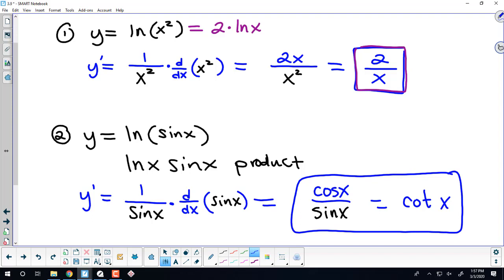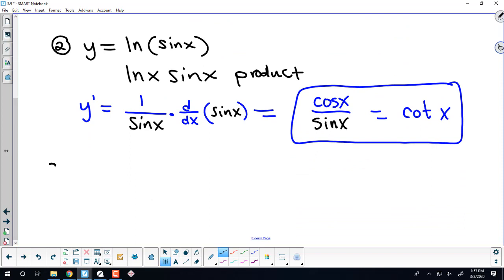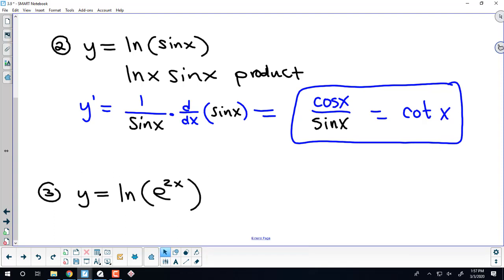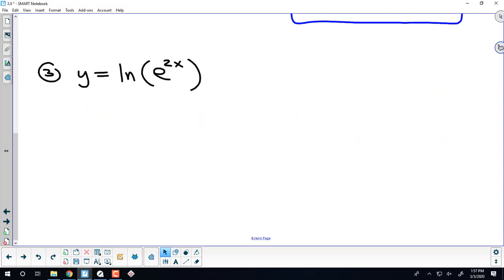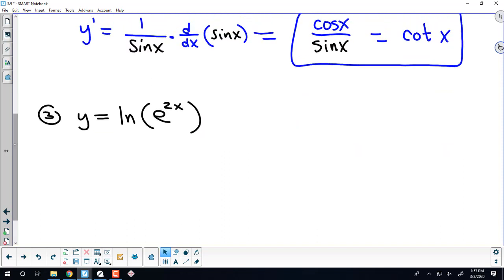Does anyone have any questions? Example 3. So the function is the natural log of e to the 2x. So what do we do here? Y prime, define y prime.